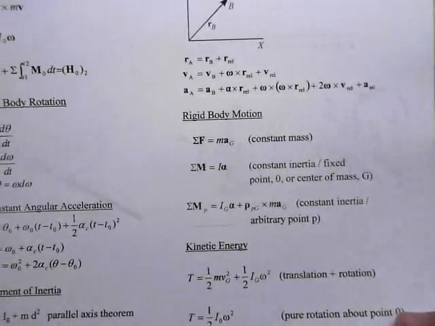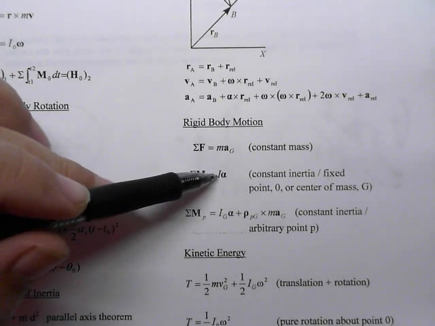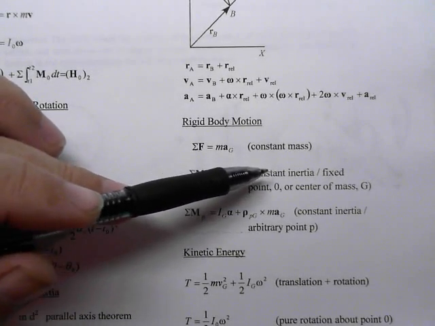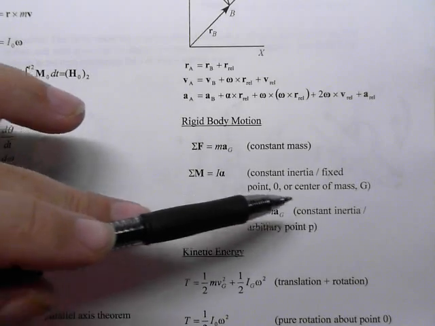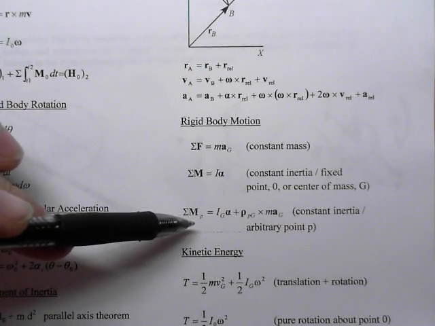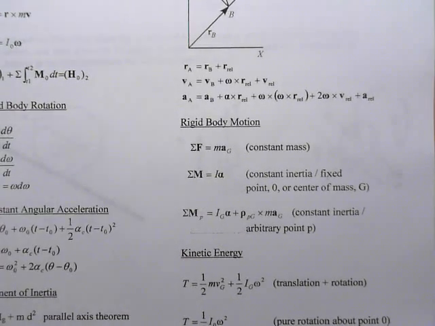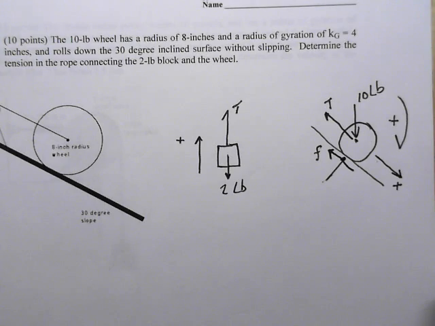And the equations that we have available is sum of moments equal I alpha, either about a fixed point or a center of mass, or we can sum moments about an arbitrary point, or we can sum moments about the center of gravity. I'm going to sum moments about the center of gravity. It may actually make the problem one equation, one unknown longer, but we'll deal with that anyway.